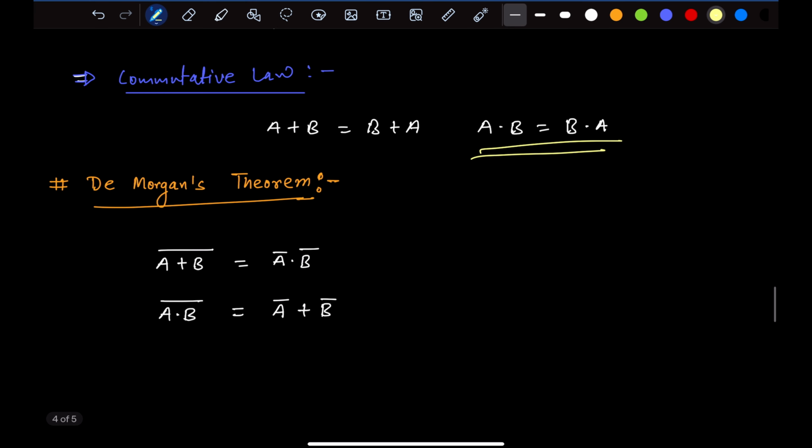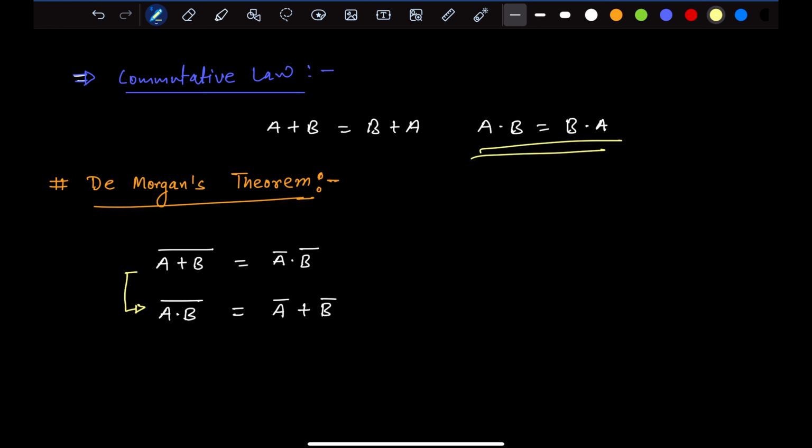And there is an important theorem, De Morgan's theorem. De Morgan's theorem says that the complement of (a plus b) is equal to a complement dot b complement, and the reverse of that, the complement of (a dot b), is a complement plus b complement.